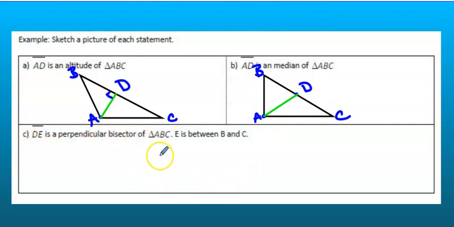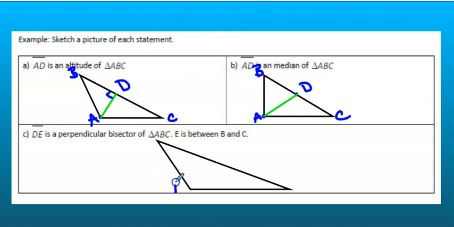DE is a perpendicular bisector of triangle ABC. E is between B and C. Okay. So let's see. I want to do this perpendicular bisector. Let's do this one. This one always wants to be obtuse the other way, and I don't really want it to be that way, but that's okay, I guess. Okay, DE is a perpendicular bisector of ABC.